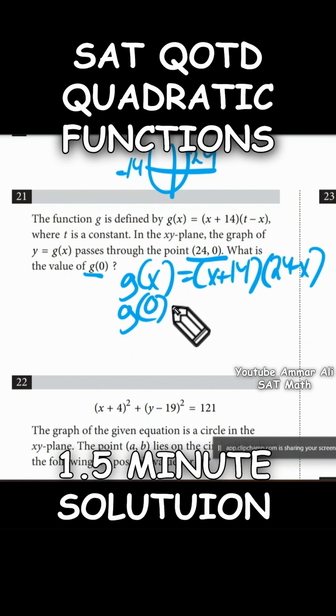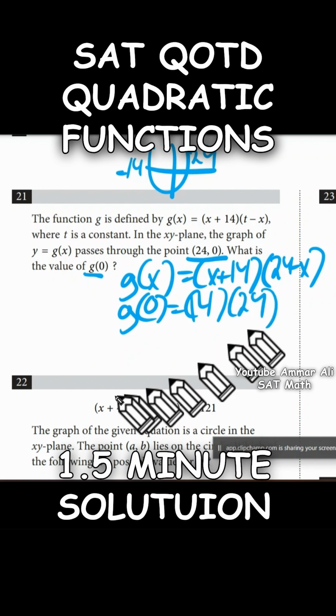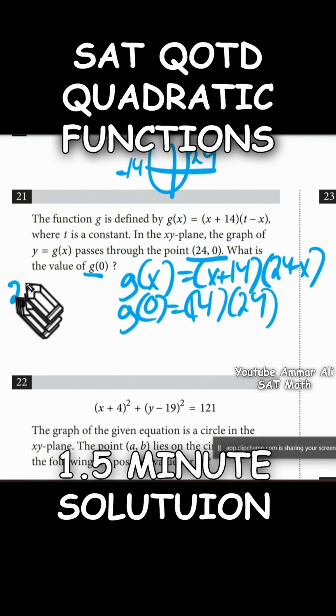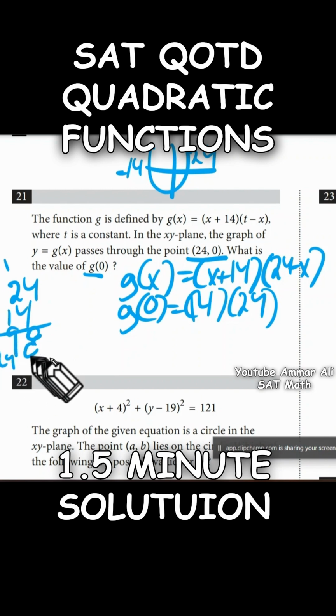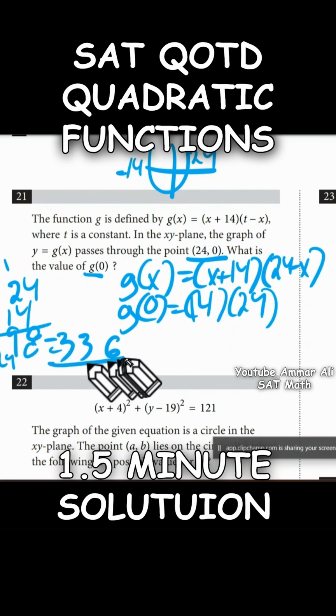So now to find out what g of 0 is, all we got to do is plug in 0 for x. That's going to give us 14 times 24, and then you can put that in your calculator. I'm just going to do it right here real quick. 14 times 24: 4 times 4 is 16, carry the 1, 8, 96, and then 96 plus 240 gives us 336. So that is our answer.